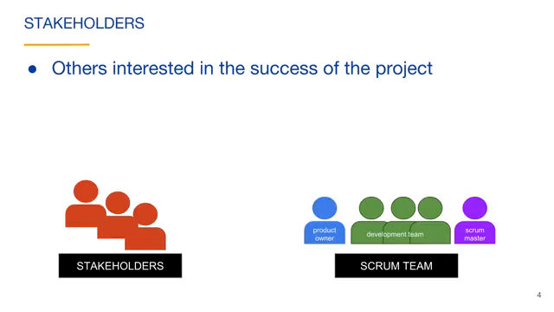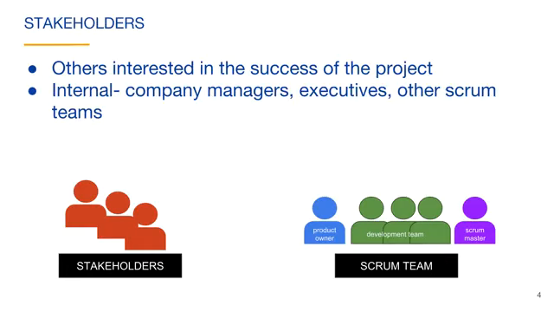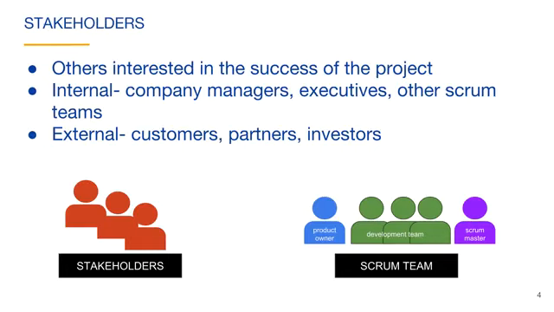Stakeholders are not members of the Scrum team, but are interested in the success of the project. There are internal stakeholders, such as company managers, executives, or other Scrum teams that rely on the work of the Scrum team. There are also stakeholders that are external to the organization, such as customers, partners, and investors.